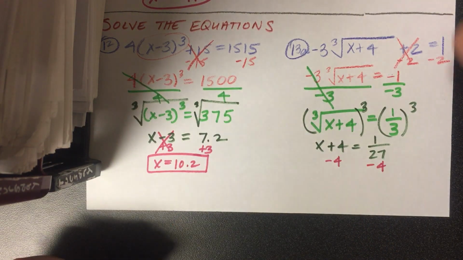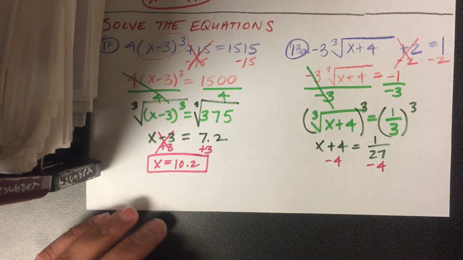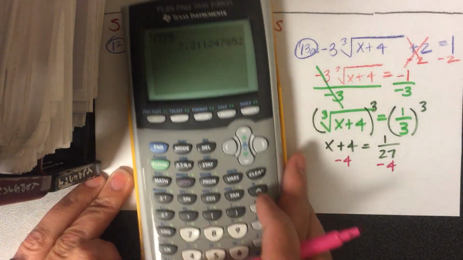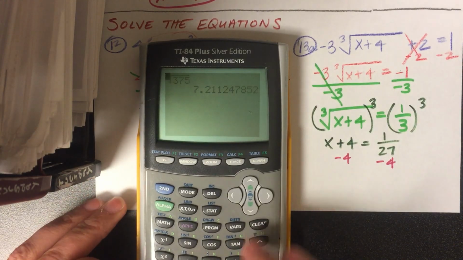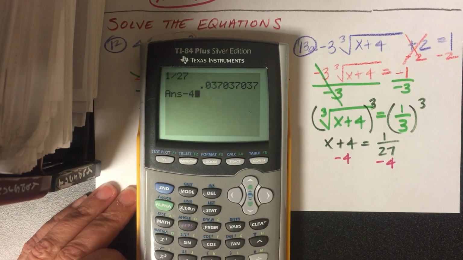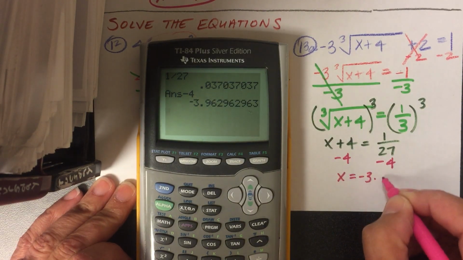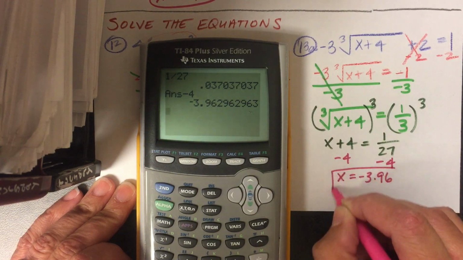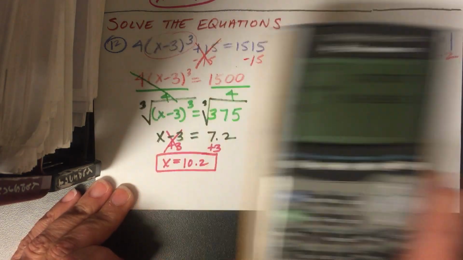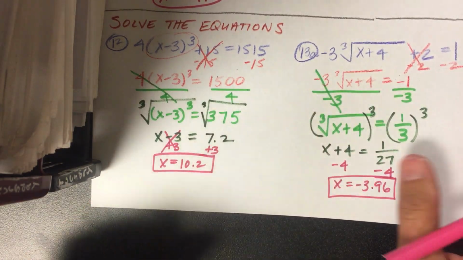Now what I'm going to do is convert the 1/27th to a decimal. Hopefully you can see that. So I'll put the calculator here. I'm going to do 1 divided by 27 minus 4. Just put it in the calculator. You get negative, x is negative 3.96. So that's how you solve equations that have the cube root.